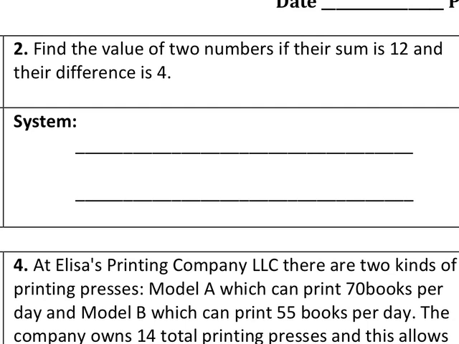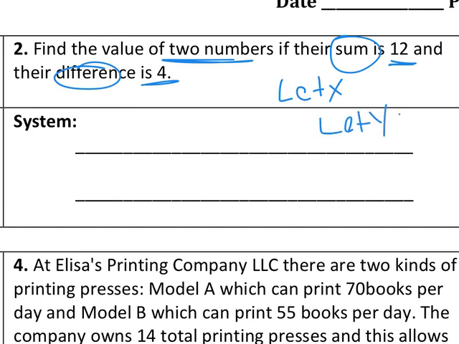Alright, so number 2 is also just setting up the equation. So it says find the value of 2 numbers, and if their sum is 12 and their difference is 4, I'm going to let x be x in this case because I don't know what the 2 numbers are, and I'm going to let y be y.